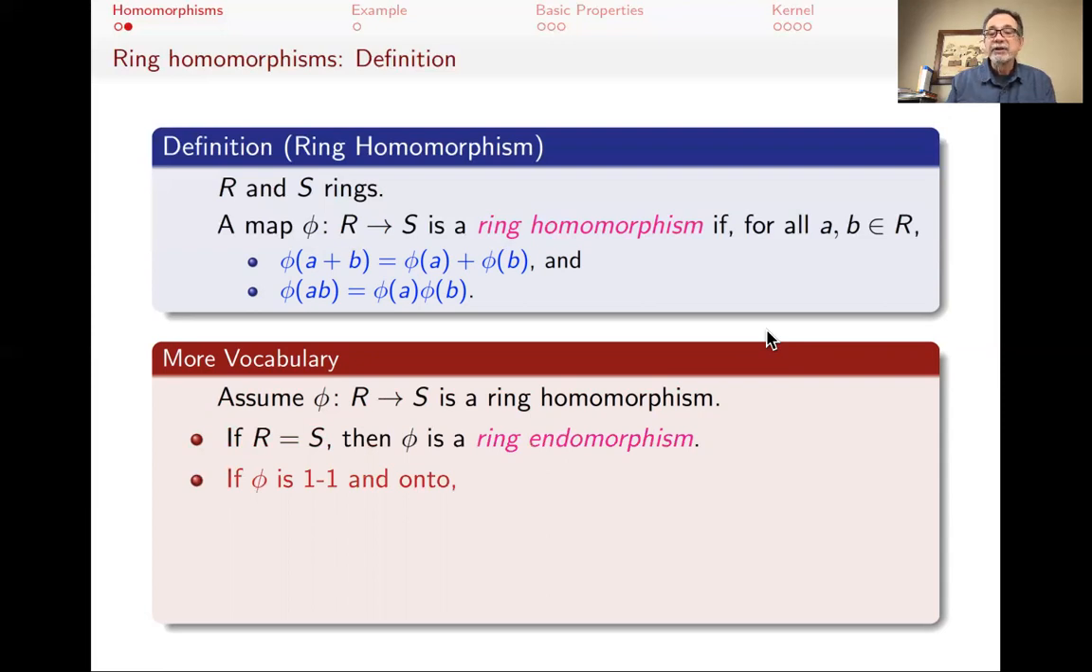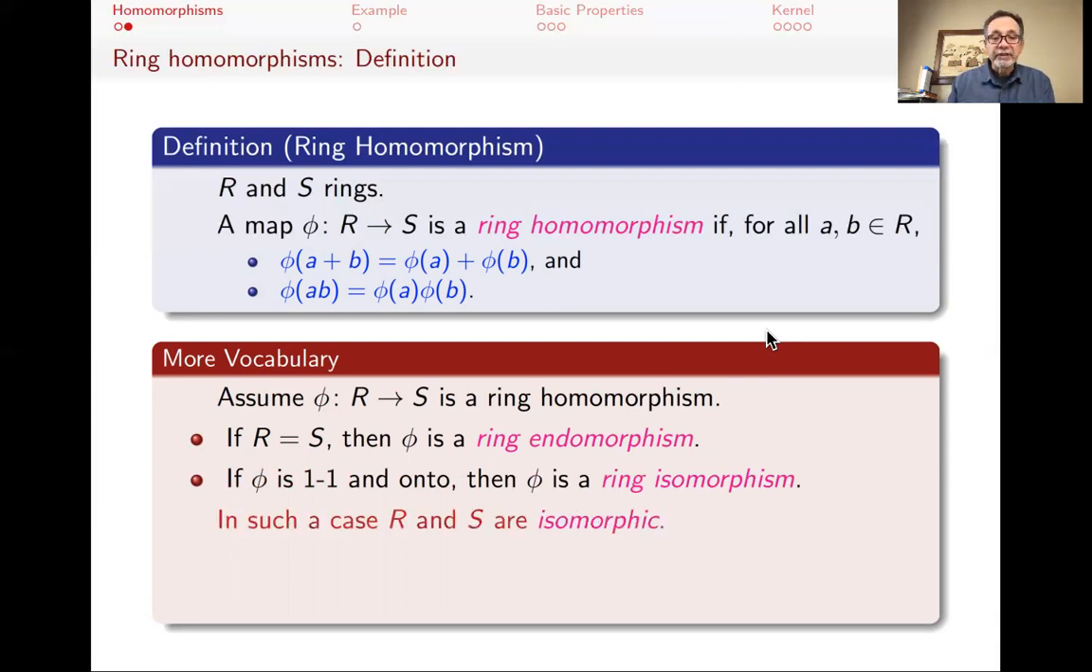If phi is a homomorphism that's one-to-one and onto, then that's called, as you might expect, a ring isomorphism. And if you have a ring isomorphism between R and S, then R and S are isomorphic rings, and we write R isomorphic to S. The notation for isomorphism is an equal sign with a squiggly thing on top of it. So two rings are isomorphic if there is an isomorphism. An isomorphism means that there is a perfect translation, a map that's not only one-to-one and onto, but it's a homomorphism.